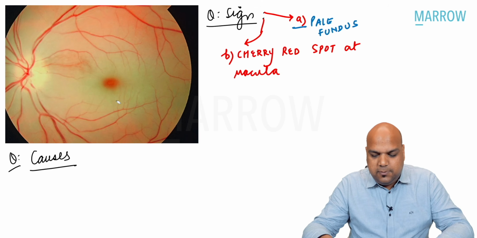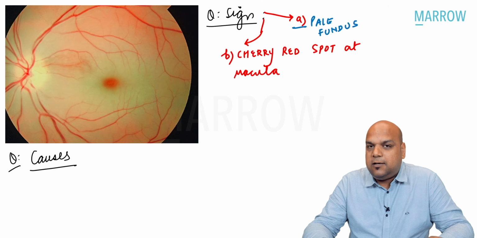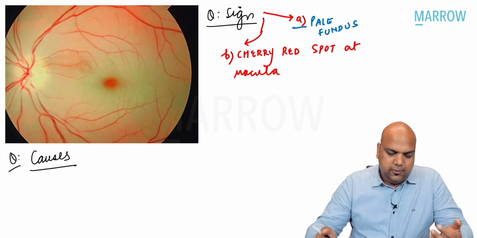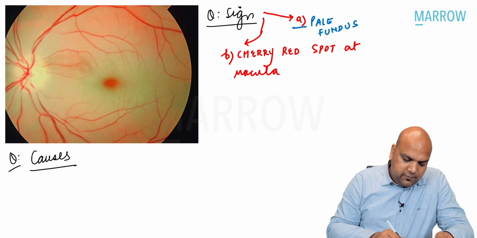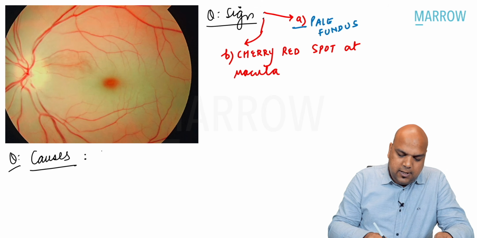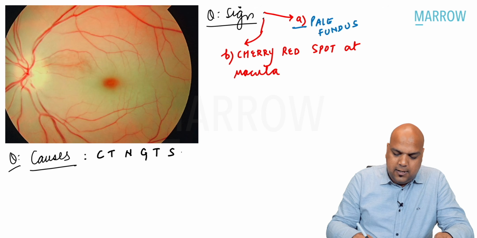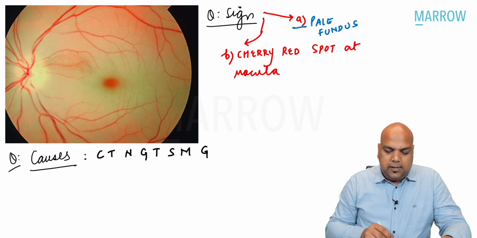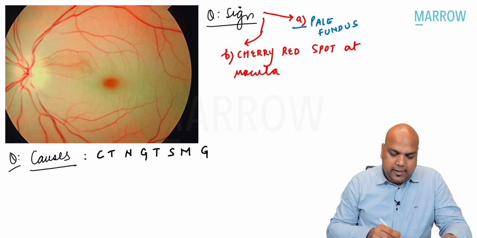Anyways, not going into the explanation. These are the two things you can see: pale fundus, cherry red spot at the macula. You know the diagnosis. Now, what are the causes? For the causes, we have a popular mnemonic. All of us know the mnemonic. Cherry trees never grow tall in sand, mud, and grime.